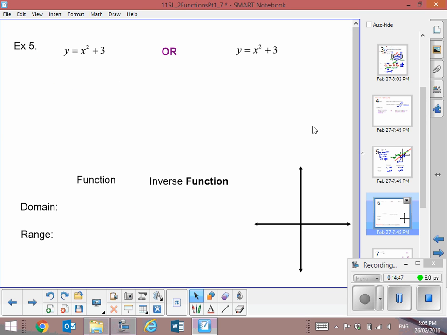Next one here, let's now do these algebraically and do them in both methods. So the first one, I'm going to swap the x and y. So x equals y squared plus 3. Now make y the subject.